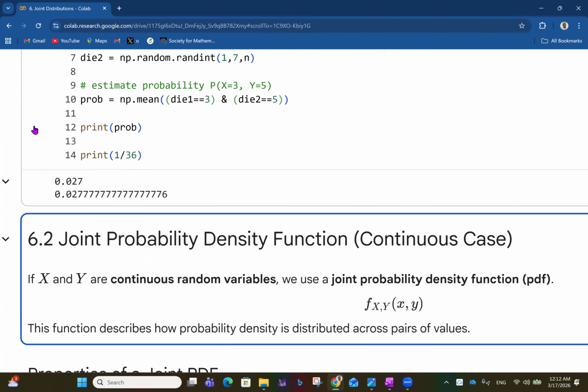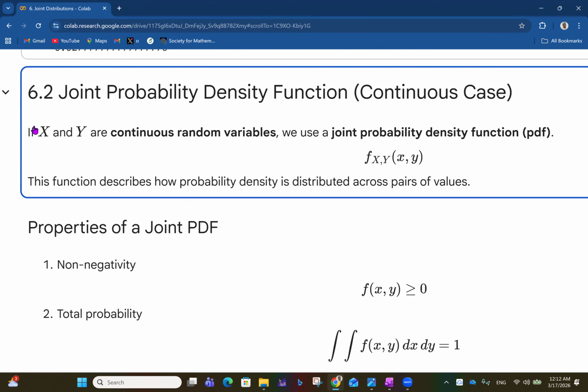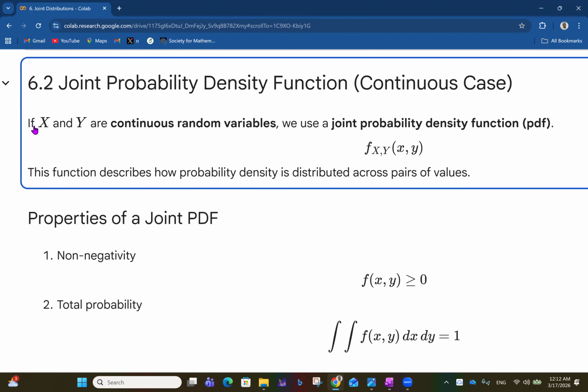So that takes us to look at the joint probability density function for the continuous case. If x and y are continuous random variables, we use a joint probability density function, PDF, f sub x comma y of x, y. This function describes how probability density is distributed across pairs of values.